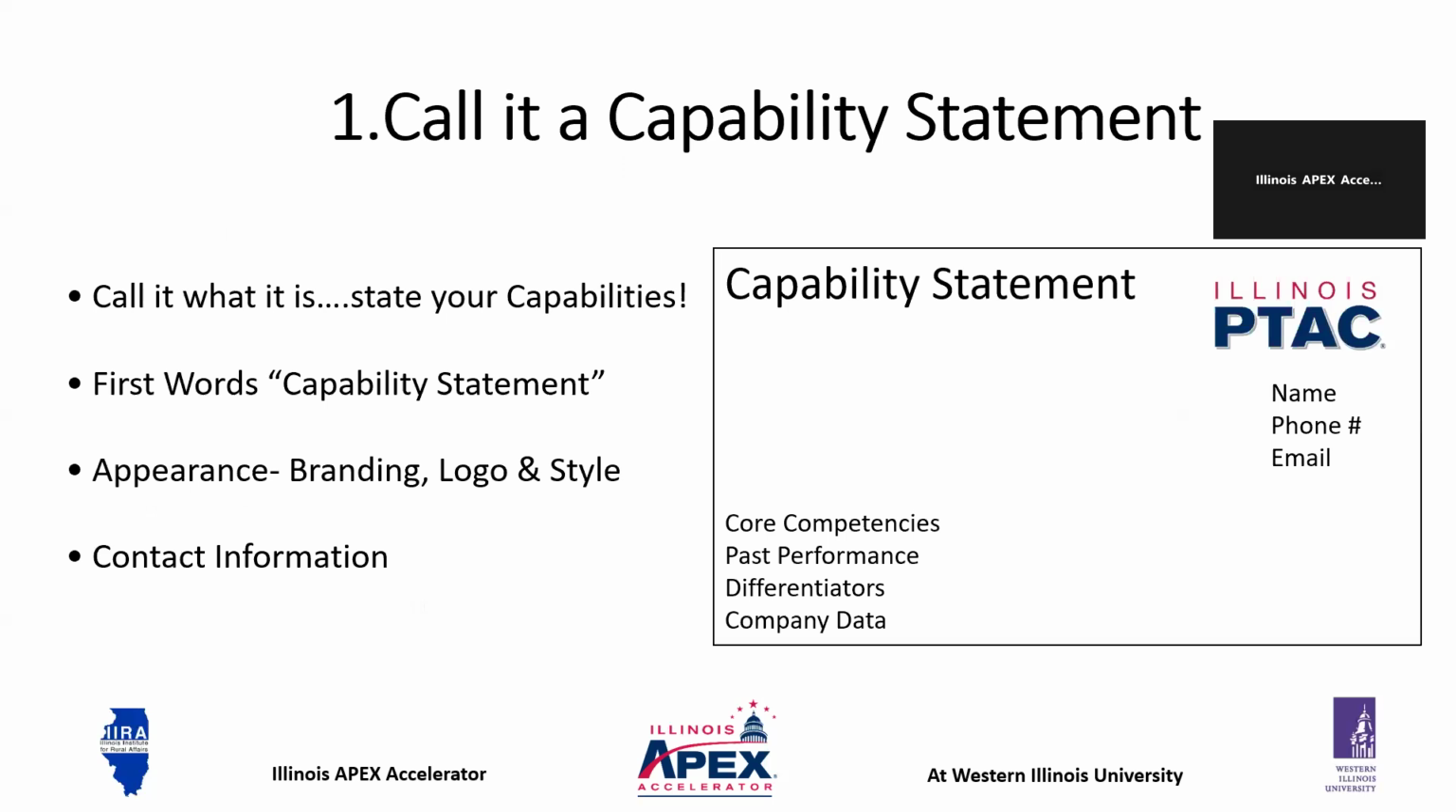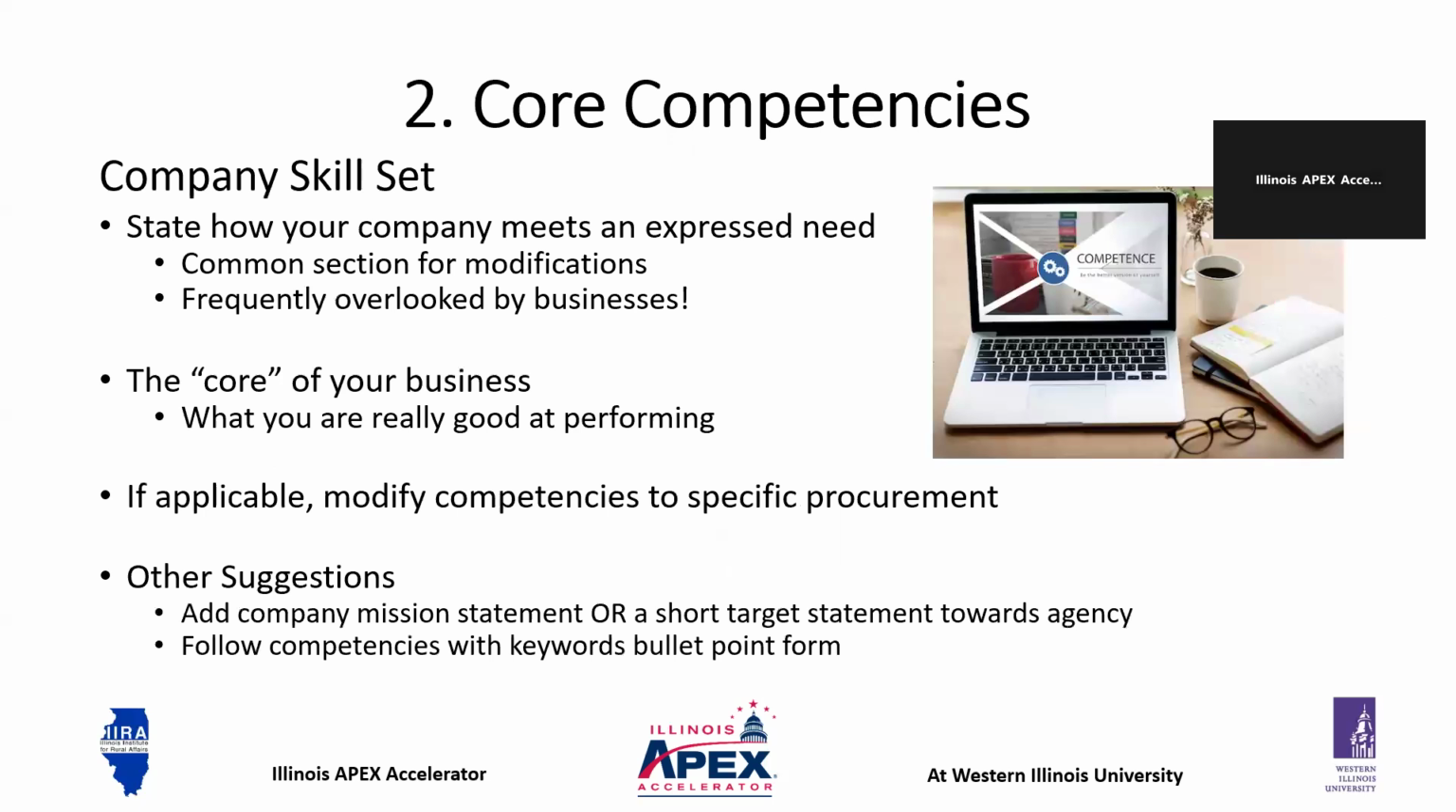So, element number 1, call it what it is. You want to make sure that you have capability statement prominently displayed at the top and front page of your capability statement. Make sure that this capability statement is a reflection of your branding, logo, or style. Perhaps your business has a certain color scheme, so try to integrate those color schemes with your logo and the style of your business. You'll also make sure that you have your contact information on the front page.